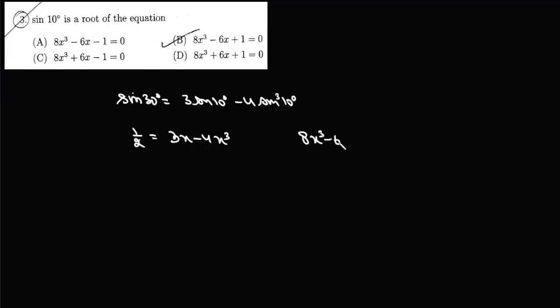Now in question number 3, we need to find which of the following equations has sine 10 degrees as a root. Now we know that sine 30 degrees is 3 sine 10 degrees minus 4 sine cube 10 degrees. Now sine 30 is 1 by 2 and sine 10 is this root, so we'll take sine 10 as x, so it will be 3x minus 4x cube, which is actually 8x cube minus 6x plus 1 equals 0, and that's your option B.